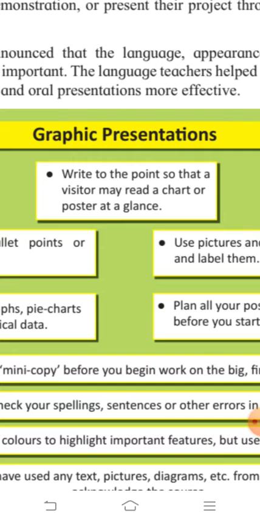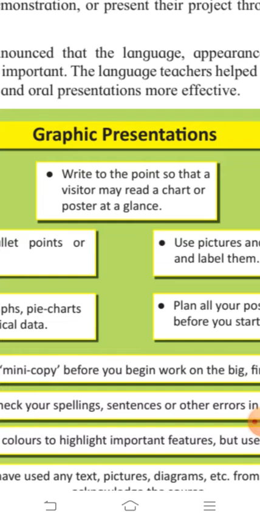So first thing is, write to the point so that the visitor may read a chart or a poster at a glance. Yes, of course. Whenever you are making a poster, the first thing is that you need to write to the point and not beat around the bush. Okay, nothing is there in that.